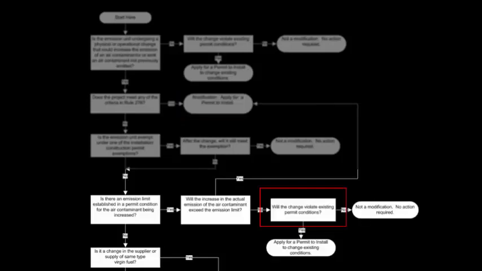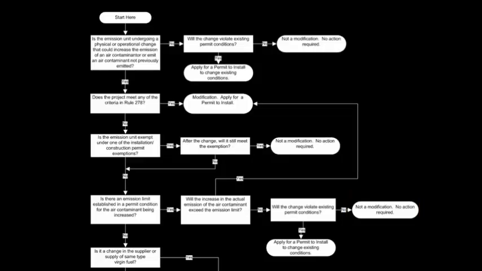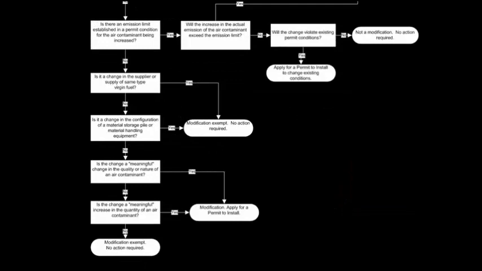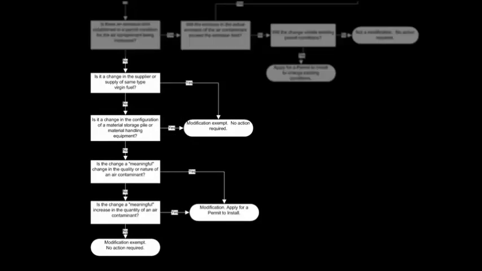If the emissions increase is allowed by the existing emission limit, but does require changes to some other condition in the permit, again you're going to need to apply for a permit to install. If the increase does not require changes to the existing emission limits or any other permit conditions, then the proposed change is not a modification and no action is required. If there is no emission limit for the air contaminant being increased, then we move down to our next set of boxes here, which really rounds out the rest of our flow chart.